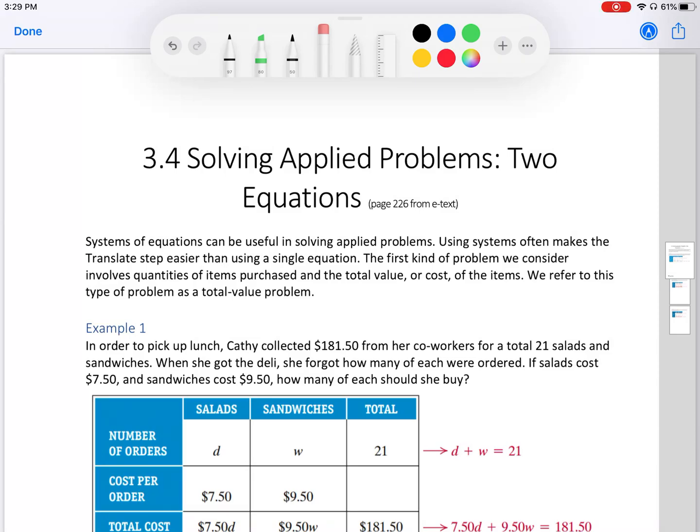Section 3.4, Solving Applied Problems in Two Equations. Systems of equations can be useful in solving applied problems. Using systems often makes the translate step easier than using a single equation. The first kind of problem we consider involves quantities of items purchased and total value, or cost of the items. We refer to this type of problem as a total value problem.